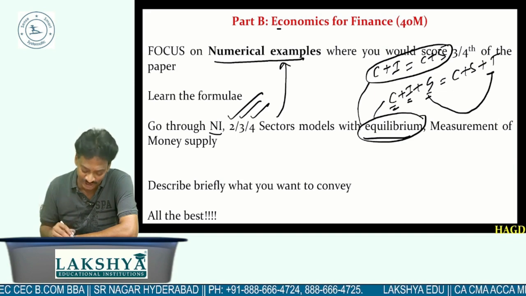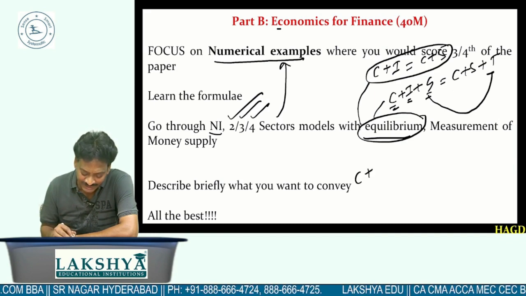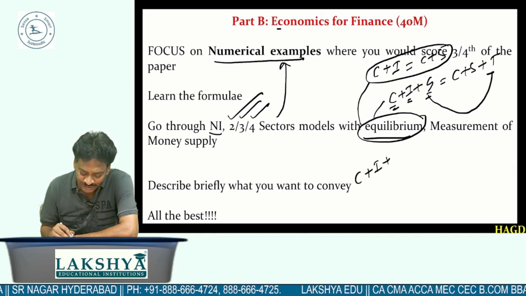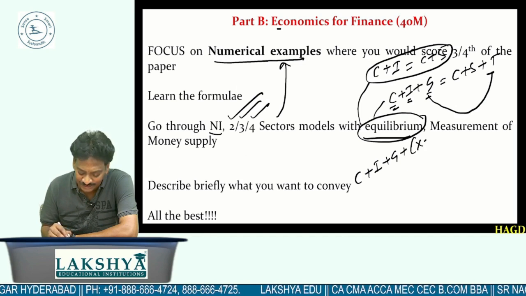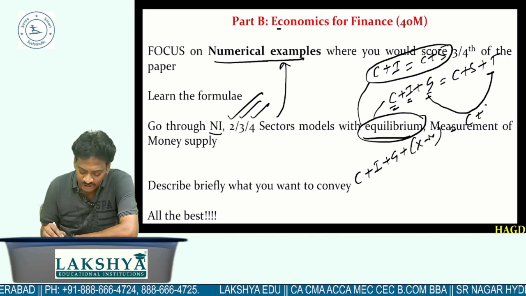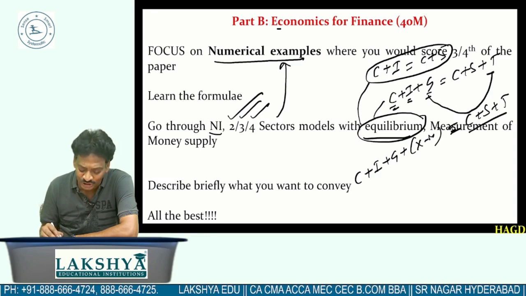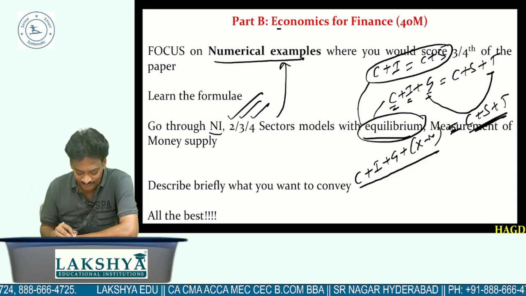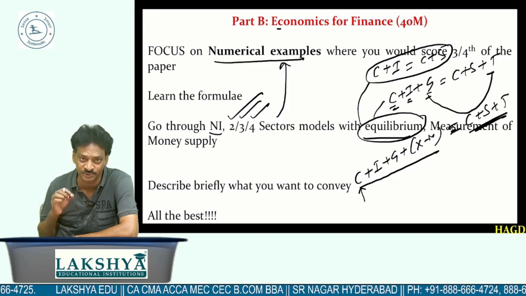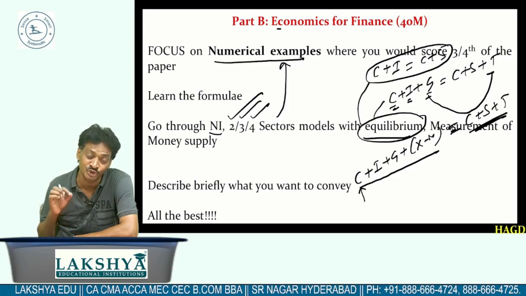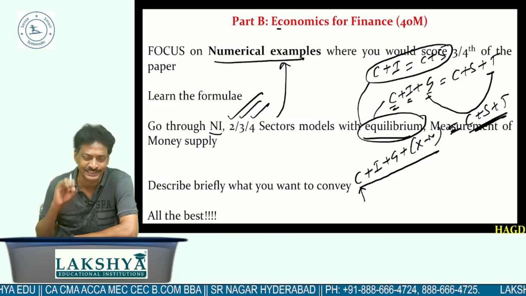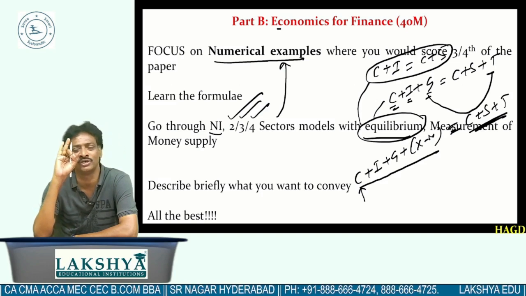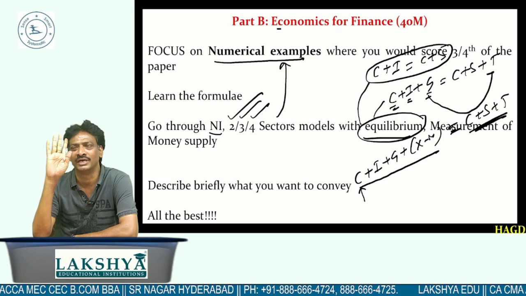Then comes the four-sector model. In a four-sector model, AD stands for C plus I plus G plus X minus M, which should be equal to C plus S plus T. There is no change as far as aggregate supply is concerned, but there is a change only in AD, where C is equal to consumption expenditure made by the household on various consumer goods, which includes single-use consumer goods, semi-durable consumer goods, durable consumer goods, and the services.